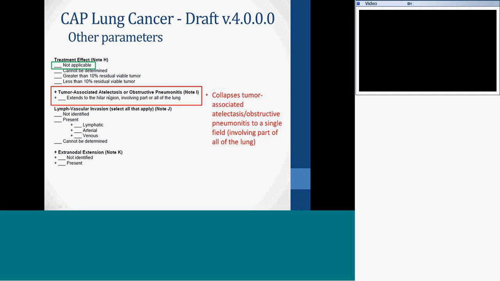For the parameters, there are just minimal changes. For treatment effect, there's now the addition of a not applicable field, so it looks like this is probably going to be a mandatory field going forward as opposed to an optional one. And for tumor-associated atelectasis or obstructive pneumonitis, whereas there used to be two fields, one for atelectasis extending to the hilar region involving only part of the lung and a second one for involving all of the lung, based on the staging classification these have been collapsed into a single field. LVI and extranodal extension have not changed.